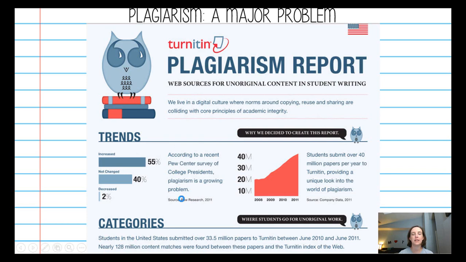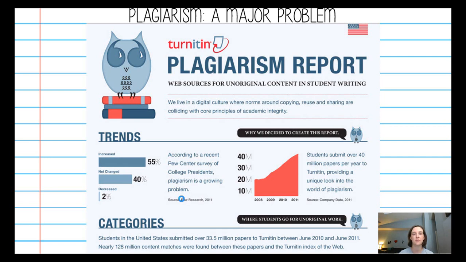What we've seen in education in the past few years is that plagiarism has become a huge problem as the internet becomes more and more a part of our lives, things like Google. This is a survey by the company Turnitin, which does plagiarism services for universities and schools. What they see is that 55% of college presidents that were surveyed have seen an increase in the issue of plagiarism.